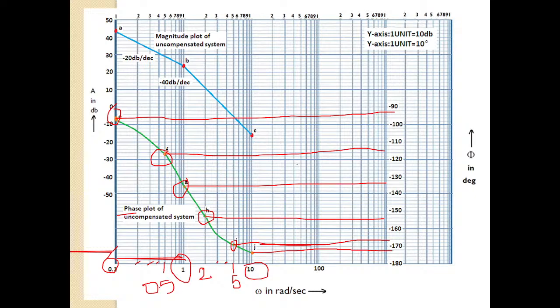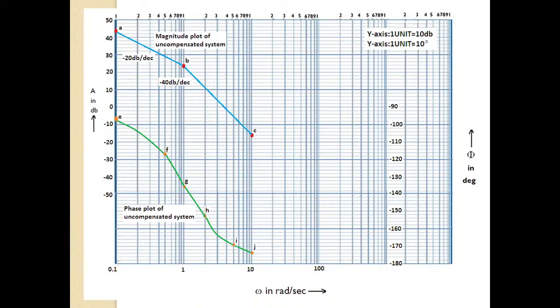Okay. So for these omega values, these are the points that I have got. Join all the points, you will get the phase plot. This is the phase plot. This is the magnitude plot for the uncompensated system. Draw it quickly.